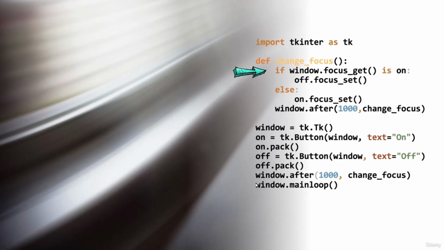If it is, by using the focus_set method, we will switch focus to the off button. Else, we will switch the focus to the on button. And we will keep repeating the same process by applying the after method on our window. So our callback keeps on invoking itself.